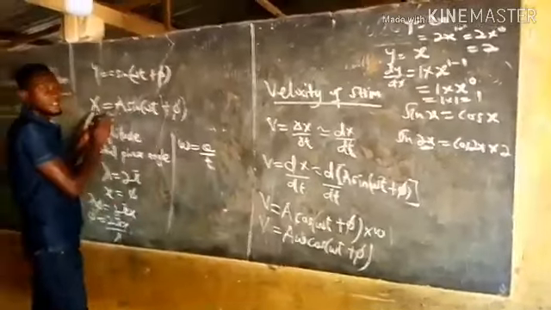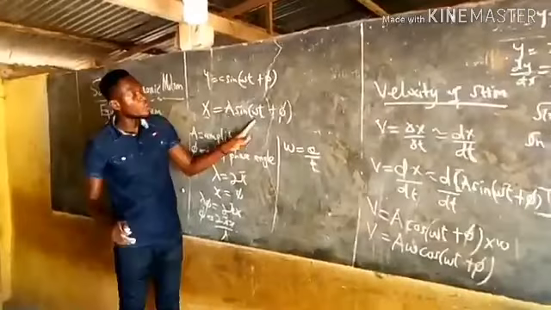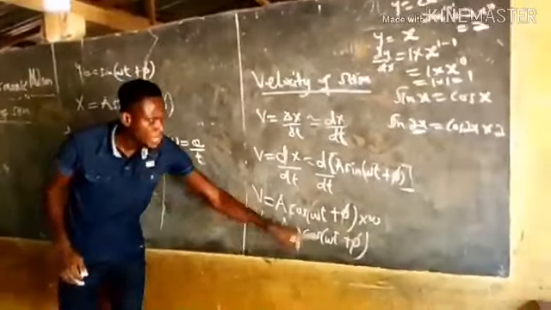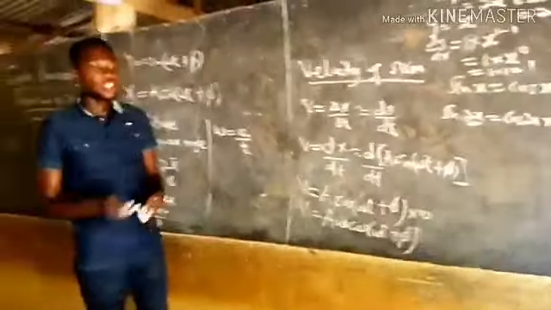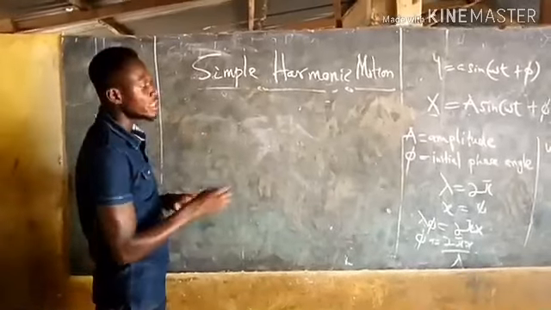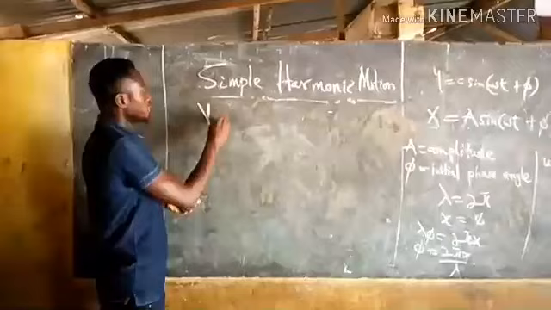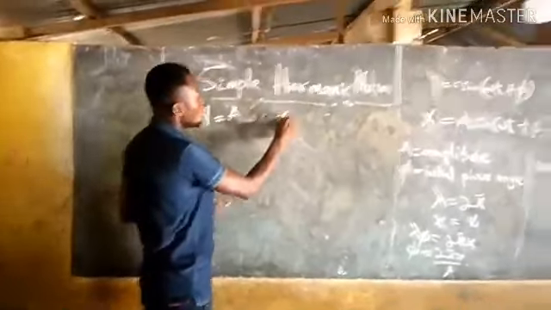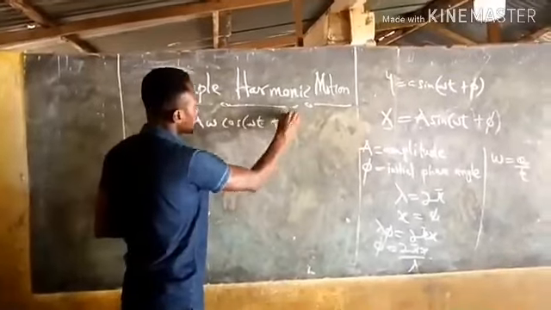This is the displacement function, x equals A sin(omega t + 5). Velocity is A omega cos(omega t + 5). Now let's look at that of acceleration. So now we deduce the velocity function as v equals A omega cos(omega t + 5).